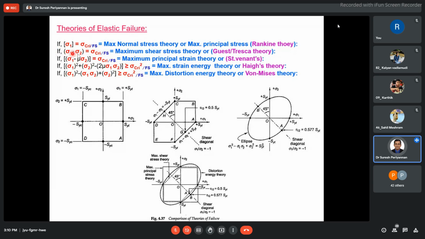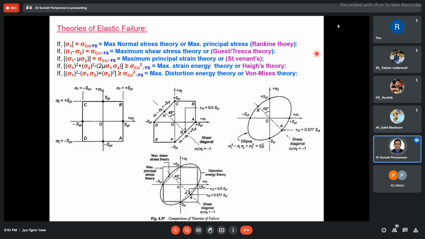But when you come to maximum shear stress theory, based on the Mohr circle, we can easily recollect the information: sigma 1 minus sigma 2 divided by 2. Based on that, on the right hand side sigma critical is going to come. If you keep that in mind, you can easily derive it. For the maximum principal strain theory, you just put sigma 1 minus mu of sigma 2. That's all.